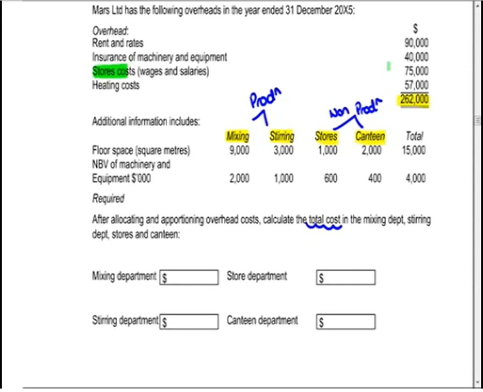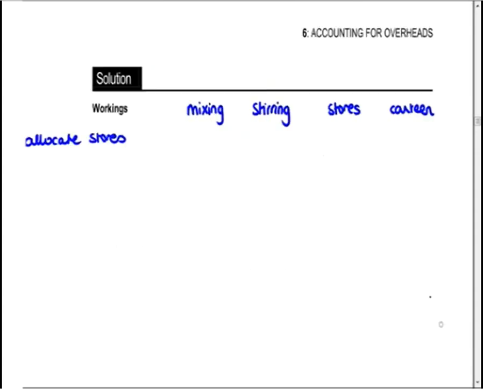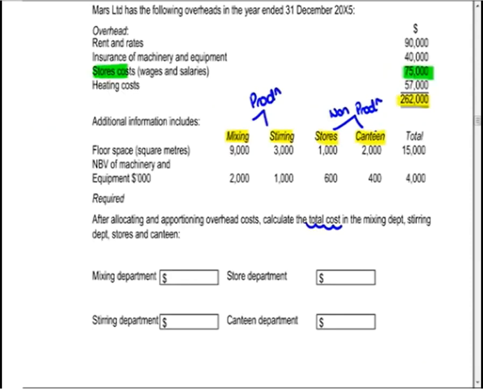And you can see here then that we've got $75,000 of stores costs, so all of that is going to go into the stores department. So $75,000 will go into the stores department. The other costs then need to be apportioned, so we need to think about the most appropriate basis for that apportionment.